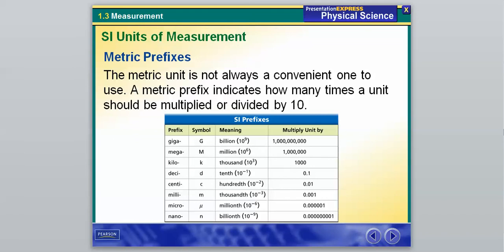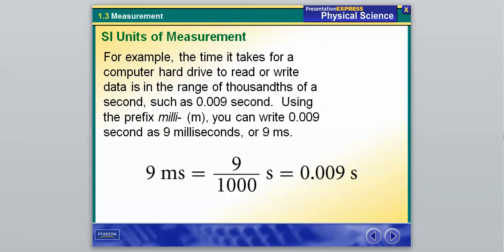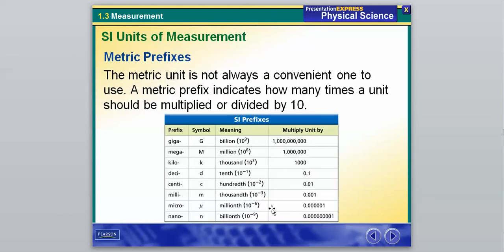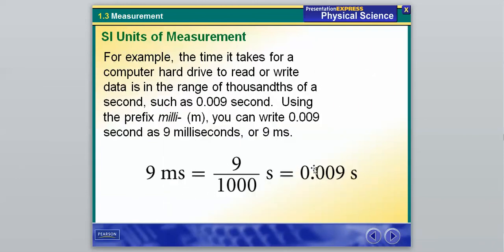And so now we're going to move on to our example of how to convert. For example, the time it takes a computer hard drive to read or write data is in the range of thousandths of a second, such as 0.009 seconds. And using the prefix milli, you can write 0.009 seconds as 9 milliseconds, or 9 ms. So that's pretty simple right here. Remember, if we go back to our chart, milli is 10 to the negative 3, so we put the 1,000 on the bottom, 9 over 1,000, 0.009. That's almost like a simplified way. It should be a lot easier, and hopefully we can end up doing this in our head as we go later on.